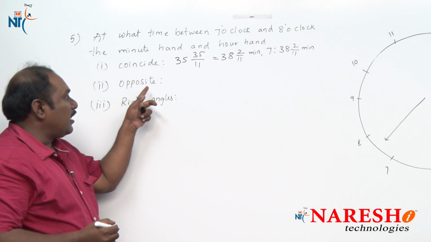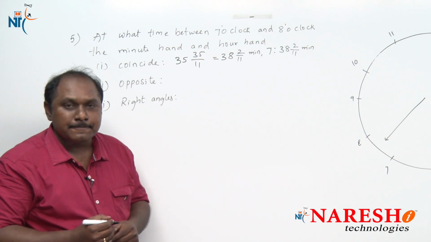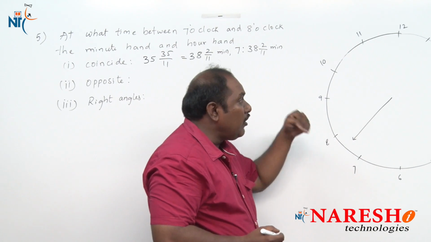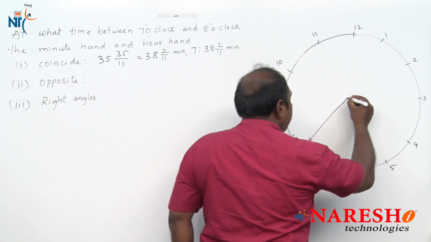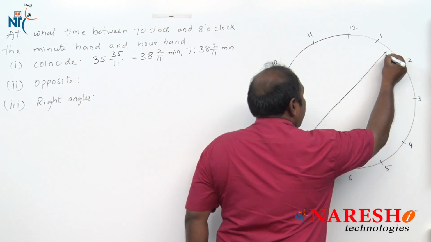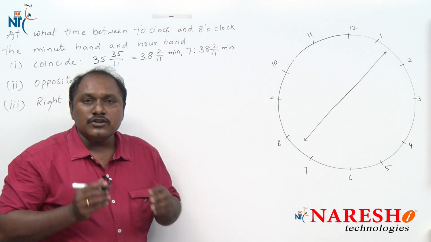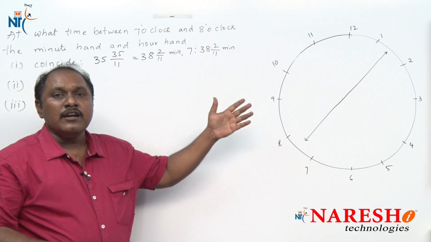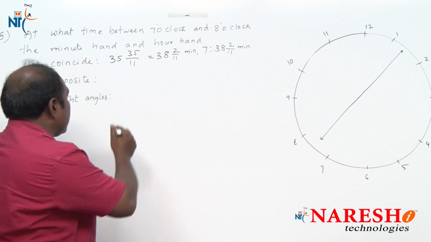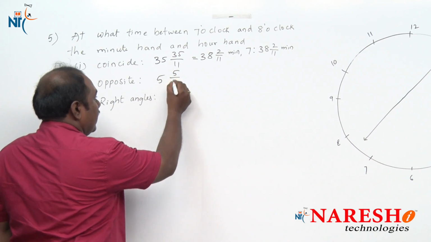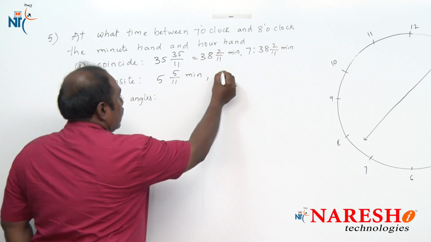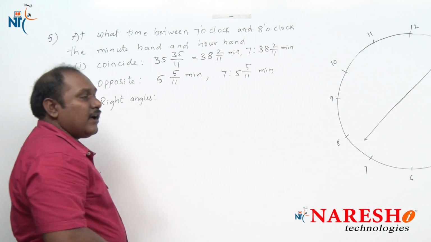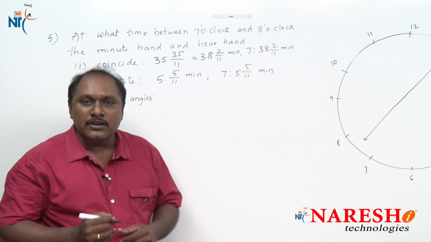Now, the next question, at what time are they opposite to each other? If the hour hand is in between 7 and 8, to be opposite, the minute hand should be in between the numbers 1 and 2. Now, the shortcut. In this 1 and 2, what is the smallest number? 1. 1 represents 5 minutes. So, our answer is 5 by 11 minutes. So, at 7:5 by 11 minutes, the minute hand and hour hand are opposite to each other.